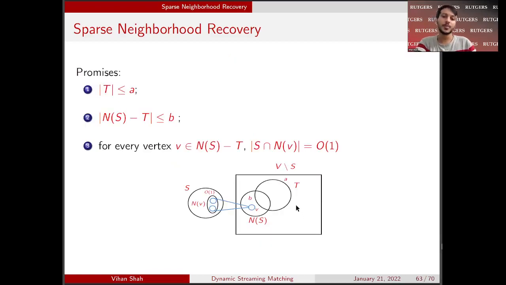We're also given a few promises that the size of T is at most A, and the size of this moon-shaped region, N of S minus T, is at most B. Also, any vertex here has just a constant number of edges to S.